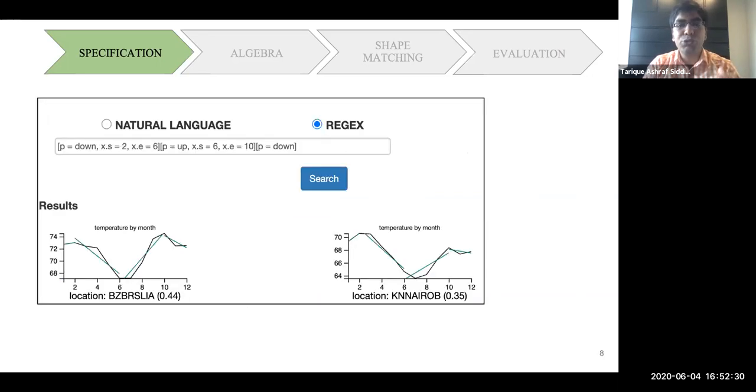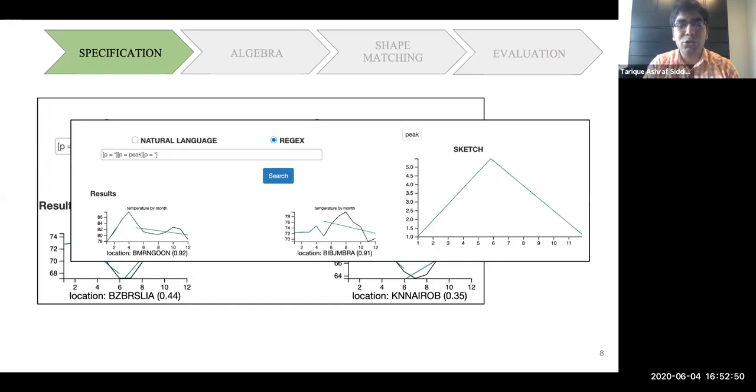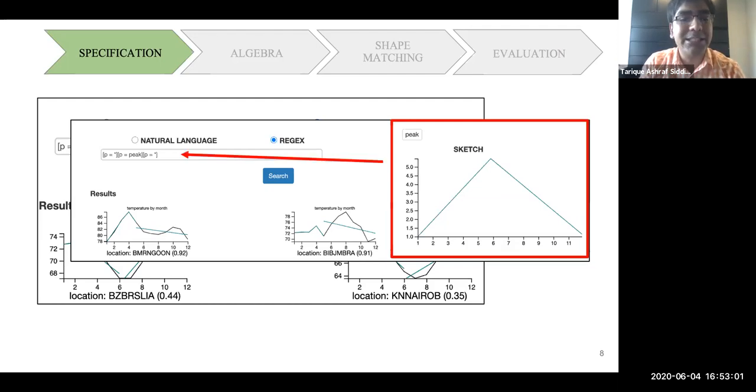With regex, users write a more structured query directly using ShapeSearch primitives and operations. For example, the regex in this slide finds trend lines that first decrease from 2 to 6, then increase from 6 to 10, and finally end with a decreasing pattern. Clearly, such queries are very hard to express or parse using natural language. ShapeSearch also allows users to mix and match regex and sketch to search for more custom shapes. For example, I can first sketch a peak and then use it within a regex query to search for trend lines that peaked at some point in time.